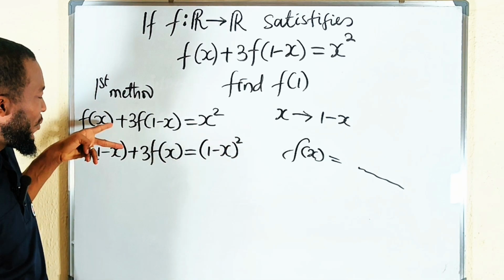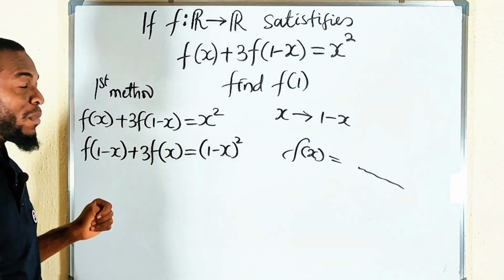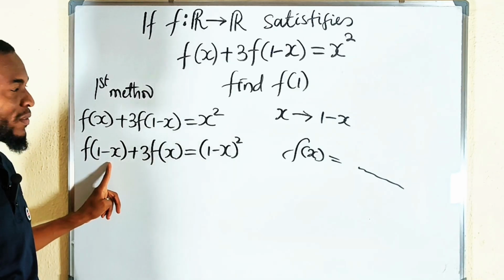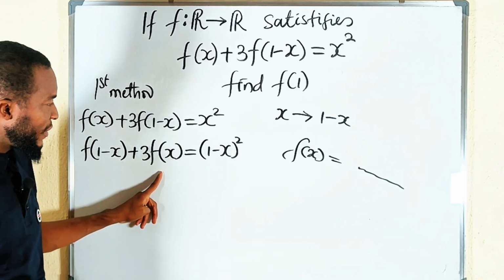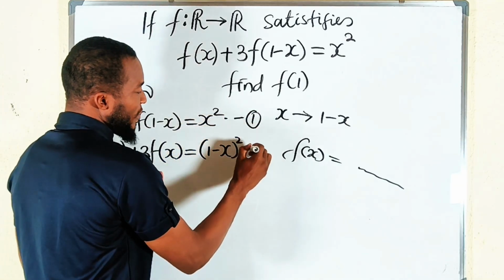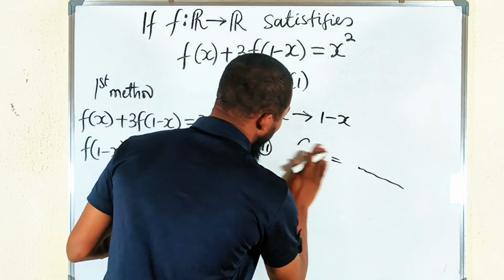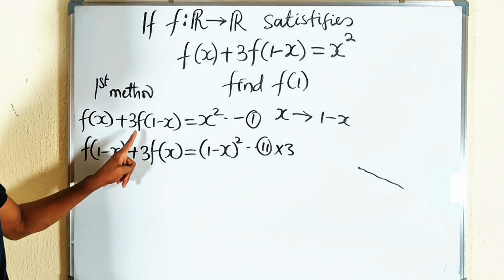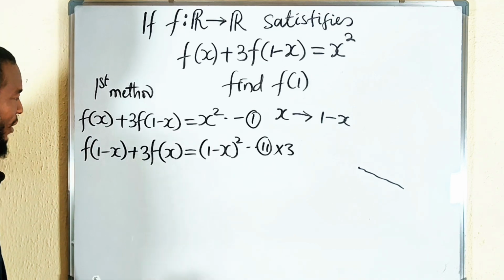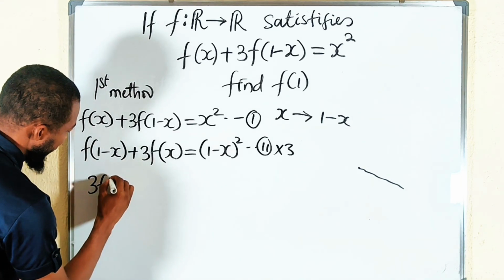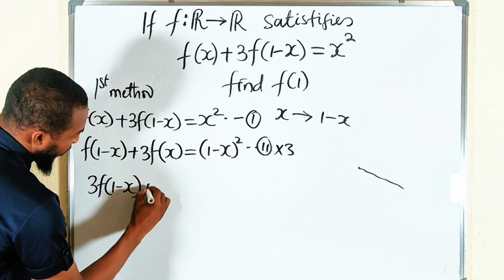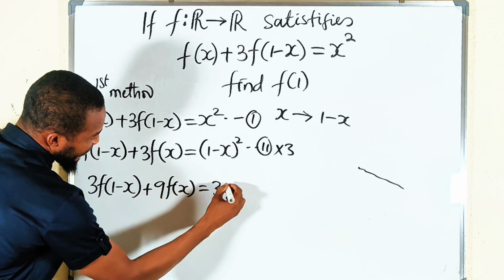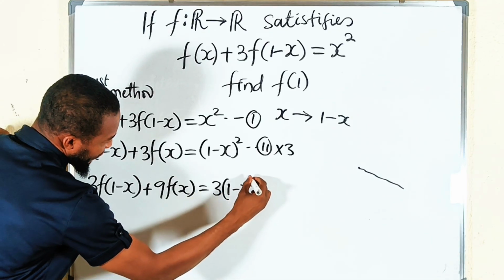Now, I would like to solve these two equations simultaneously. But remember, I am solving for f of x, and hence we are going to eliminate f of 1 minus x. To do that, let us multiply this equation. If this is our equation 1, this is going to be our equation 2. Let's multiply this by 3. Why? I want the coefficients to be the same. You see the coefficient here is 3. I want this to be 3 as well. So we have 3 times f of 1 minus x plus, this is going to be 9 f of x, and this is going to be 3 times (1 minus x) to the power of 2.